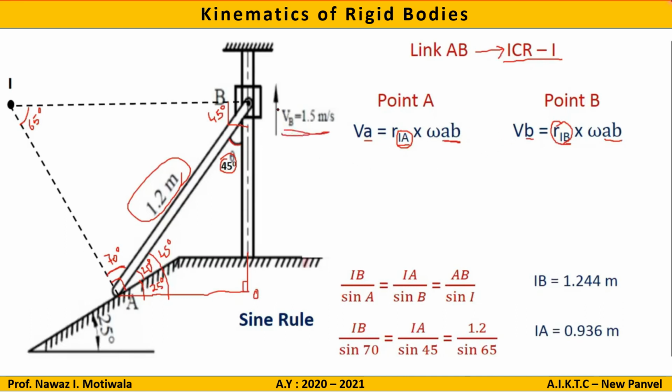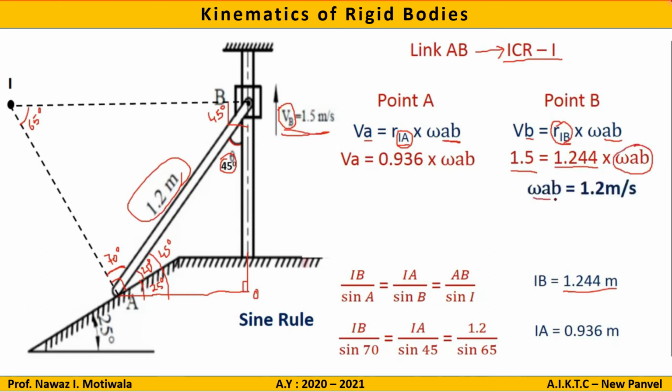So what is given to me? VB. So I will start with VB only. That means I will start with this equation. I will substitute here VB 1.5 is equal to, see, 1.5 was given to me. IB I got as 1.244. So I substituted in place of IB, into omega AB. Now the only unknown in this equation is omega AB. So on solving this, I will get omega AB equal to 1.2 meter per second.